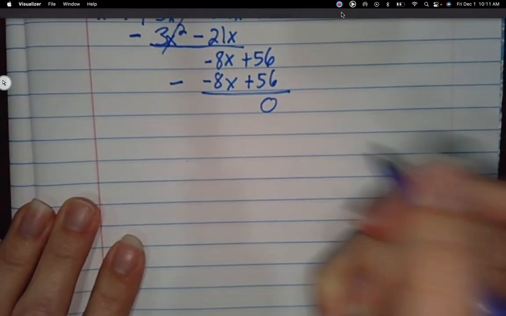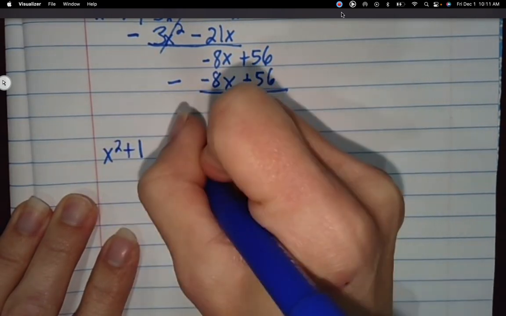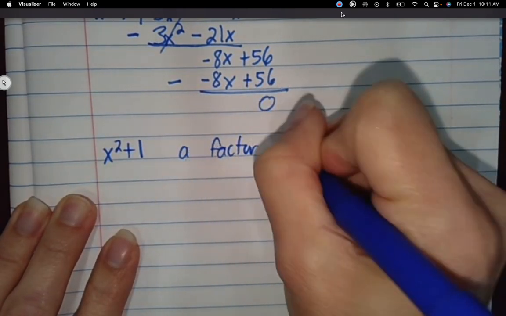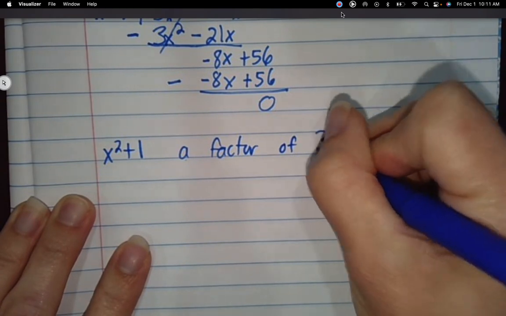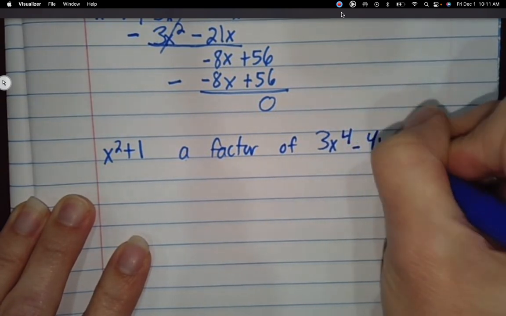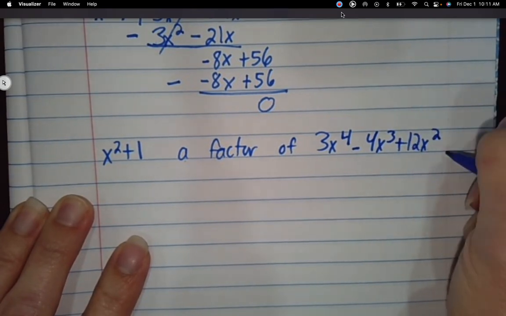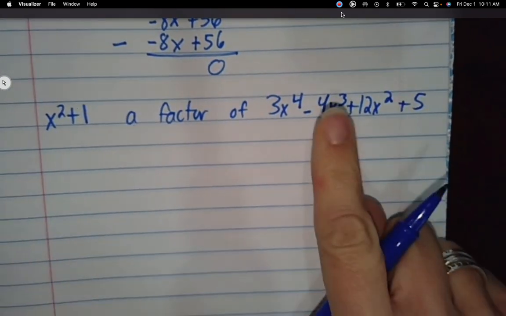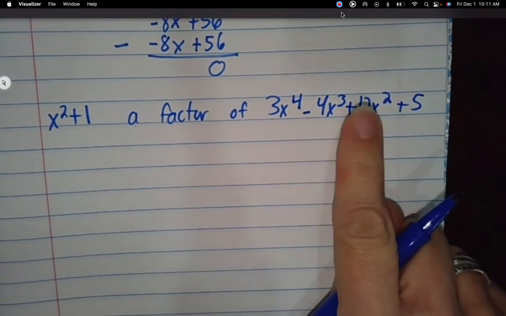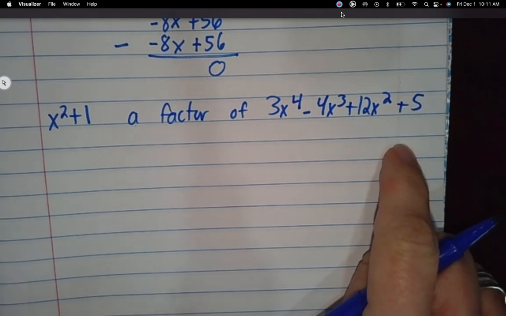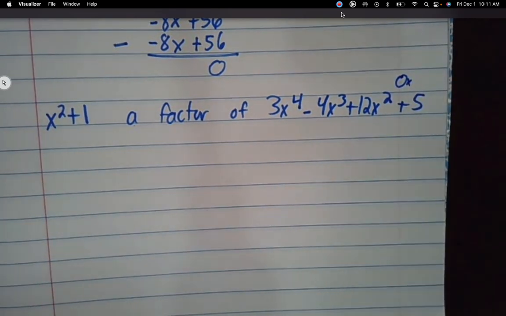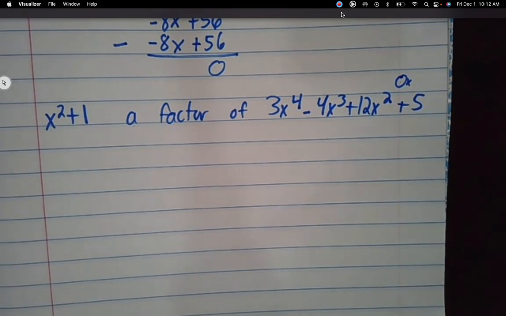This is probably the hardest part of today, is knowing this. Is this a factor of, and then it gives me this polynomial, 3x to the 4th minus 4x to the 3rd plus 12x squared plus 5. Remember it has to go 4 x's, 3 x's, 2 x's. I'm missing an x, aren't I? An x to the 1. So I'm going to put a 0 right there when I go to write it. Is everybody okay with that? You have to leave a space. Otherwise, it's going to mess the whole polynomial up.